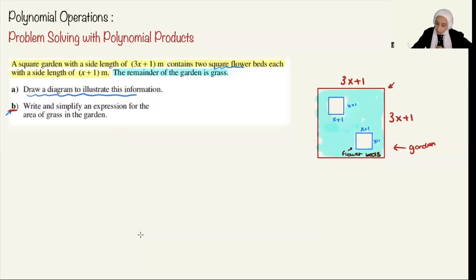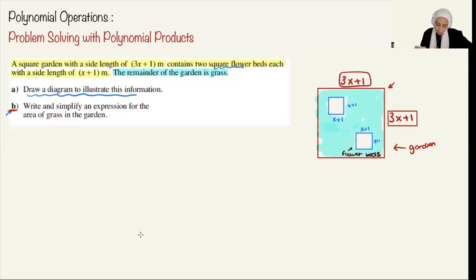What we notice is that I have this entire garden. I can get its area by multiplying this by this, so this squared. And I can do the same for the inside: to get this area, I can do this squared, and the same for this. If I take away these two from the entire area of the bigger square, I end up with the area of the grass. So that's what we want to do together here.